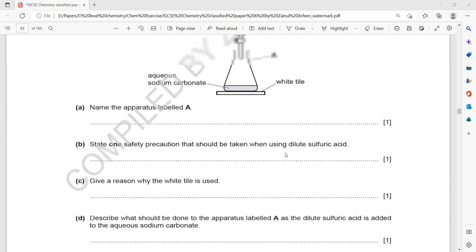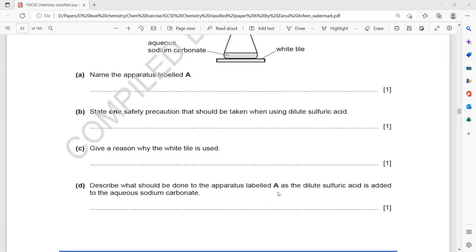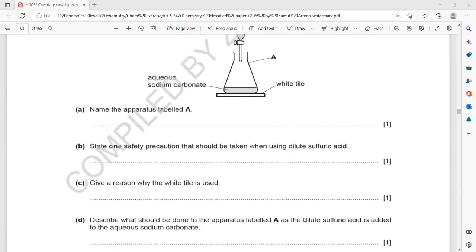Name the apparatus labelled A. What do we call apparatus A? Conical flask. That is a conical flask. State one safety precaution we take when we are handling an acid. Wear goggles and gloves. So wear goggles and gloves.